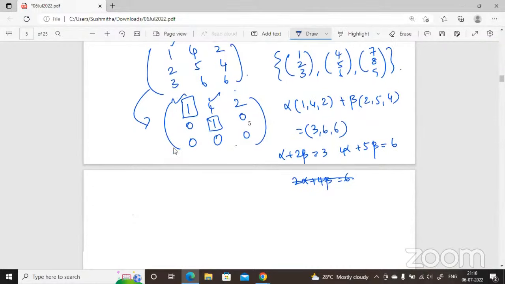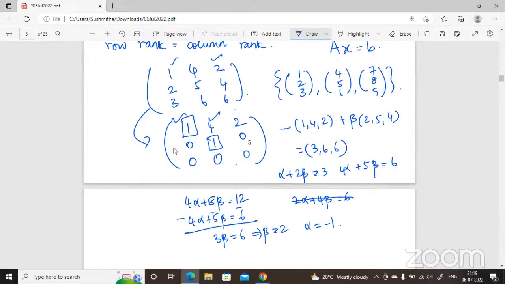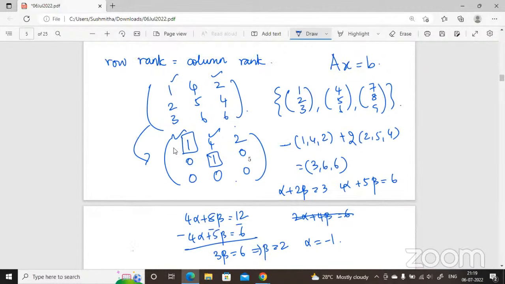Now let's solve this. 4 alpha plus 8 beta is 12. 4 alpha plus 5 beta is 6. Subtracting, 3 beta is 6, so beta is 2. If beta is 2, then alpha is 4 minus... alpha is minus 1. So minus 1 times the first row plus 2 times the second row gives the third row. So you're seeing that if the columns are linearly independent, the rows are also going to be linearly independent.